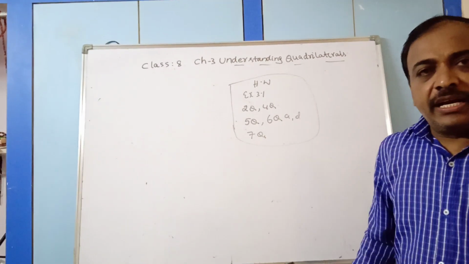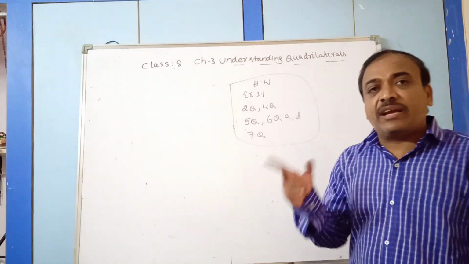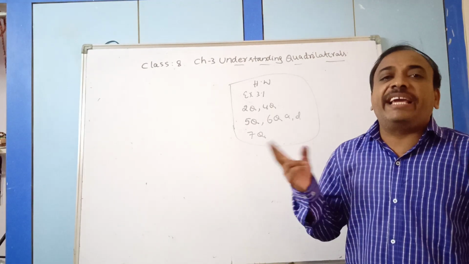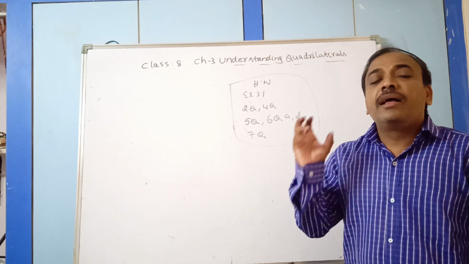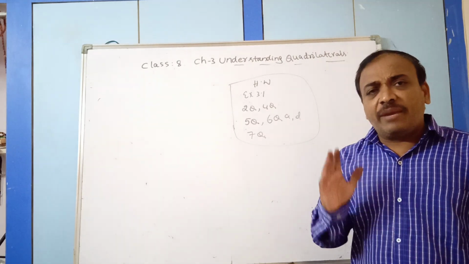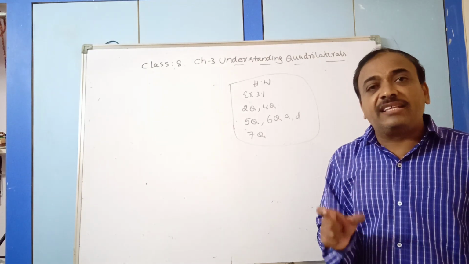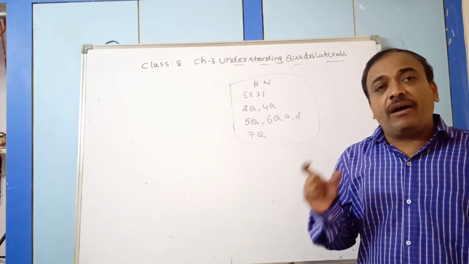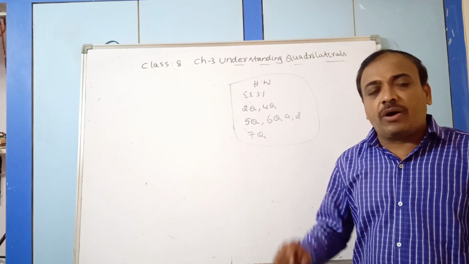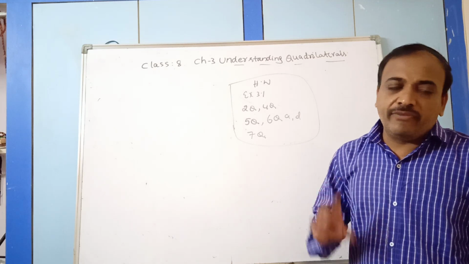What is a regular polygon? Listen carefully. A regular polygon means an equiangular and equilateral figure. A regular 6-sided polygon is called a regular hexagon. If all sides and all angles are equal, then we call it regular. Regular pentagon, regular hexagon, regular septagon, regular octagon. Like this we give the names.